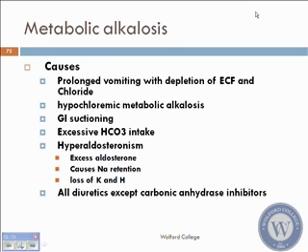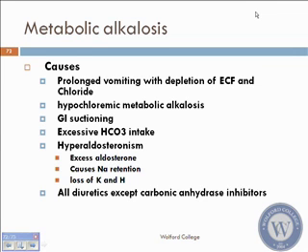Metabolic alkalosis is, thank goodness, infrequent. It's usually due to prolonged vomiting with depletion of extracellular fluid as well as chloride. You can sometimes get what's called a hypochloremic metabolic alkalosis, and it's usually from GI suctioning or excessive bicarb intake. Another cause will be hyperaldosteronemia, where the person has excessive aldosterone secretion. This increases your sodium reuptake, but also begins to waste your hydrogen ions, and the person begins to increase their overall bicarb concentrations.